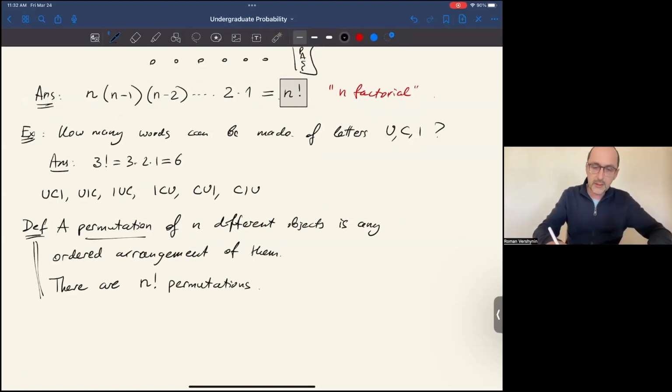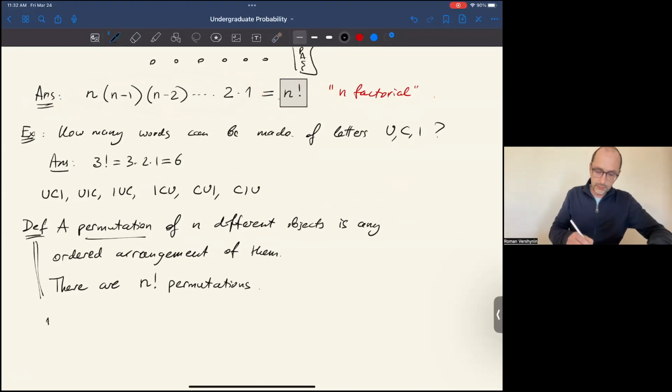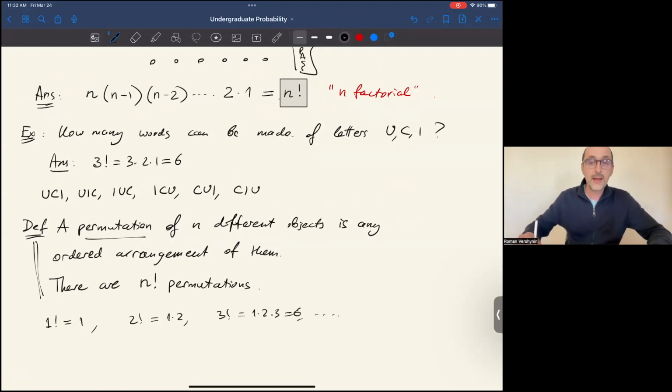And the factorial, again, is just the product of all numbers between 1 and n. For instance, 1 factorial is just 1, and 2 factorial is 1 times 2, and 3 factorial is 1 times 2 times 3, which is 6, and so on and so forth.